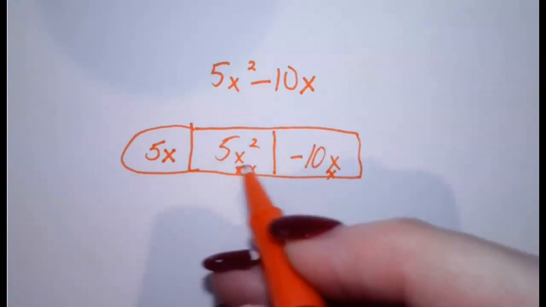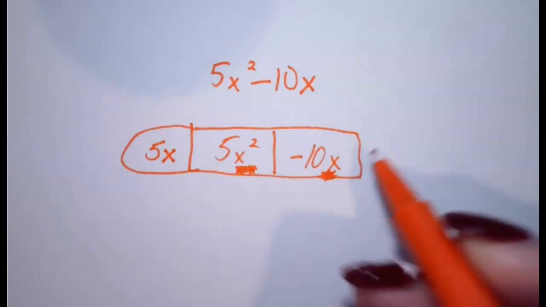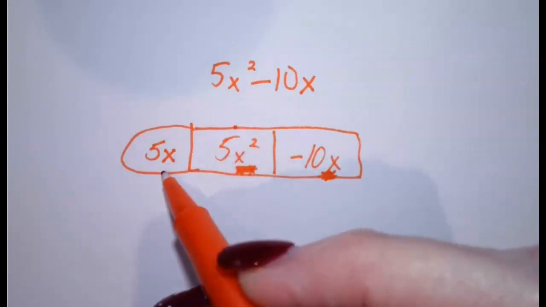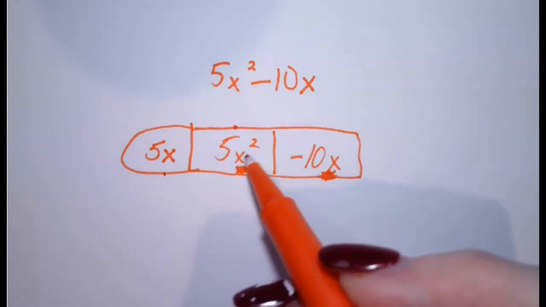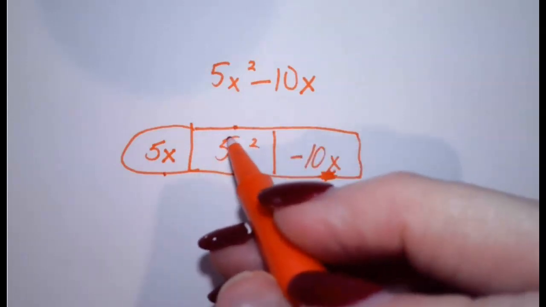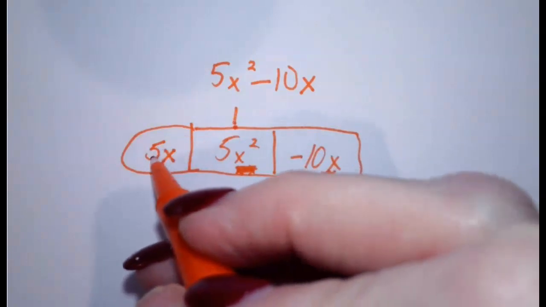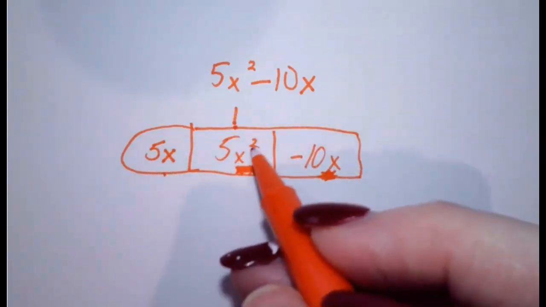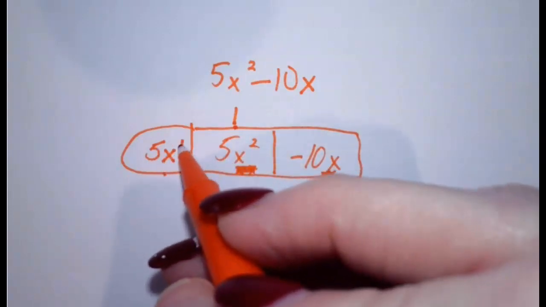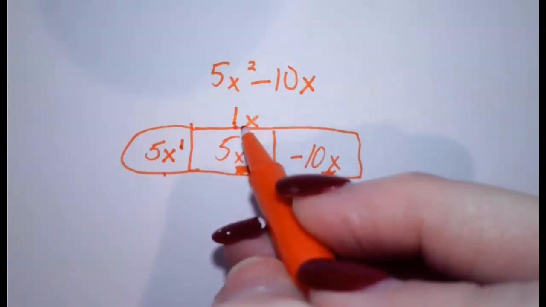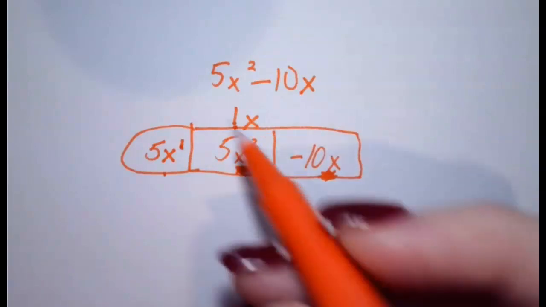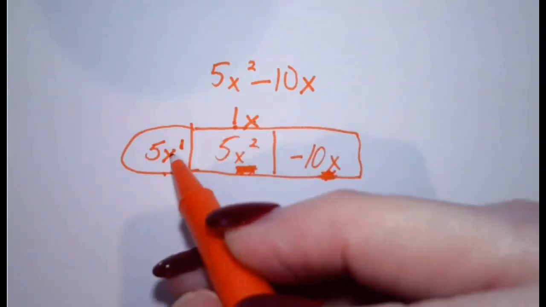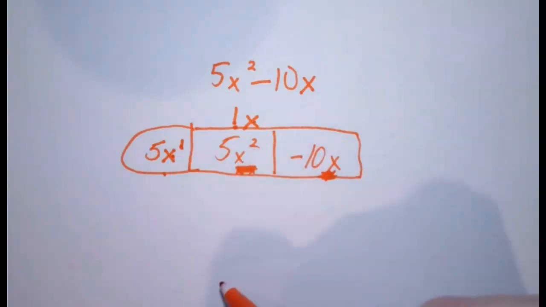Now let's see what happens when we do that. Something multiplied by 5x is 5x squared. Well, let's look at the numbers first. 1 times 5 is 5. That's good. Now I need 2 x's. I have 1, so I need another one, don't I? Now 1 times 5 is 5. I have an x here, and now I have 2.